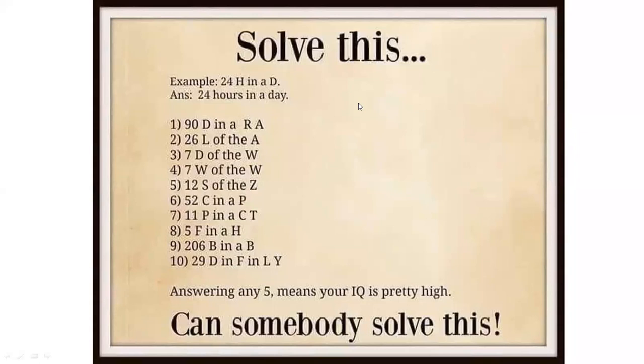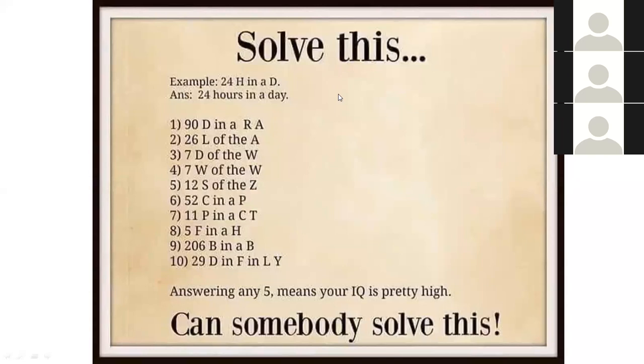We'll start with the first one. What is the answer for the first one? 90D in an RA. What would that mean? Can any of you answer that? Yes, 90 degrees in a right angle. Second one, what is the answer? 26? Just letters of the alphabet, right? Check whether you have identified it correctly.